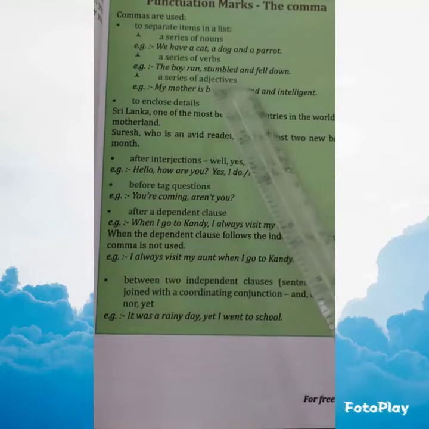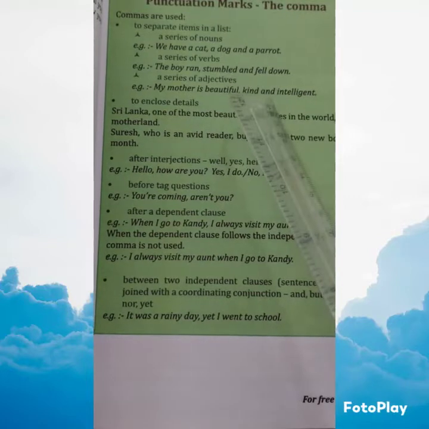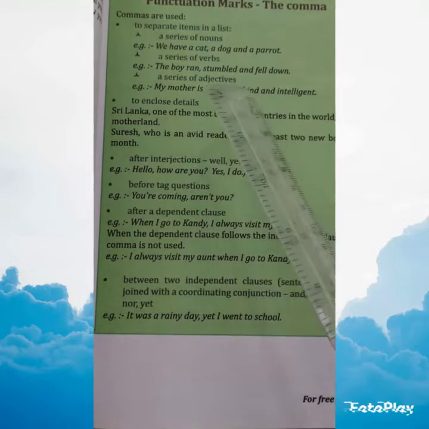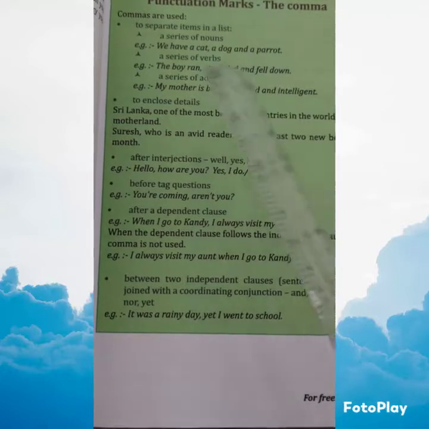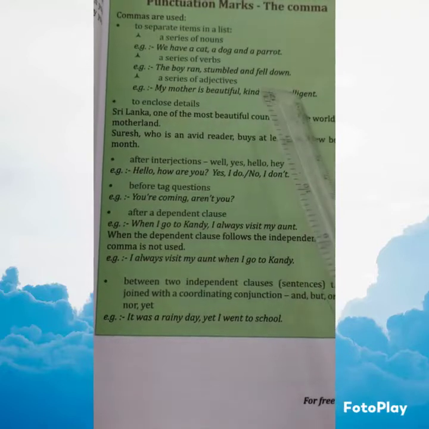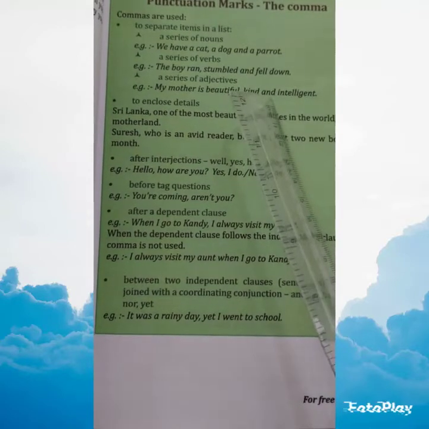To separate the first two adjectives, what have they put? Comma. And we have used the word and to join the last adjective with the previous adjective. To join the last adjective with the previous adjective, we have used and in this place.